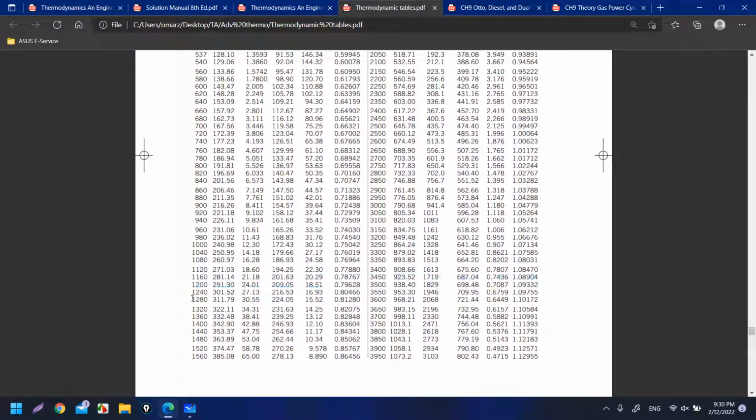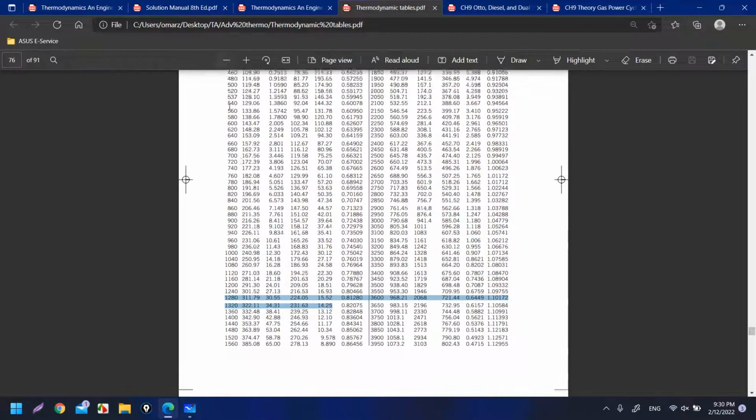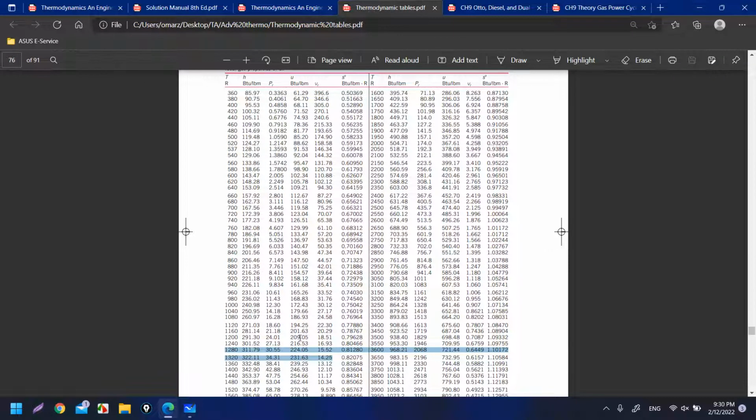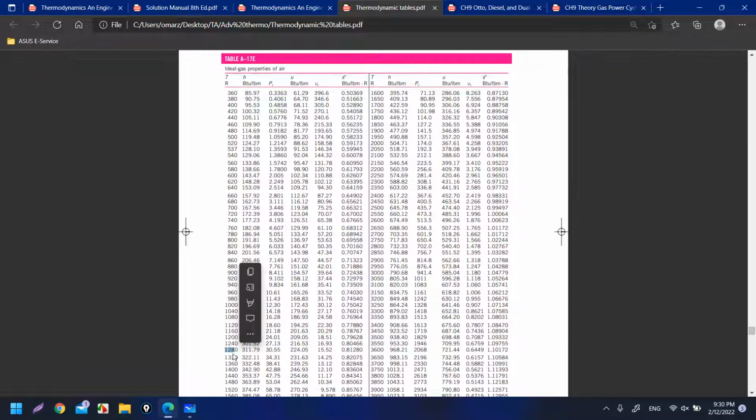128 is here between these two numbers. Okay, so this column for U, so I will use 224.05, 231.63 with 1280 and 1320, and here my temperature is between these two numbers. It is T2A, and is equal to 1285.3. So let's make interpolation.